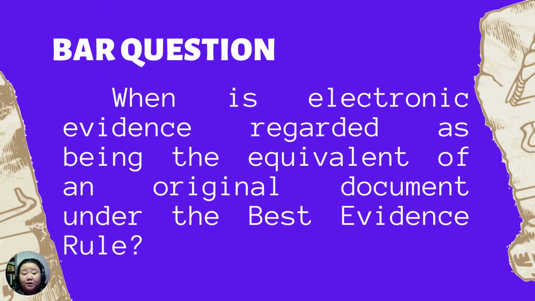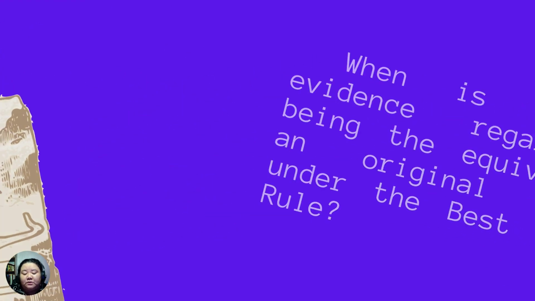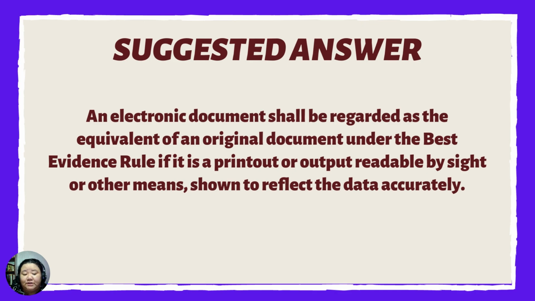Let's go to the next bar question. When is an electronic evidence regarded as being the equivalent of an original document under the best evidence rule? Suggested answer: an electronic document shall be regarded as the equivalent of an original document under the best evidence rule if it is a printout or output readable by sight or other means shown to reflect the data accurately.